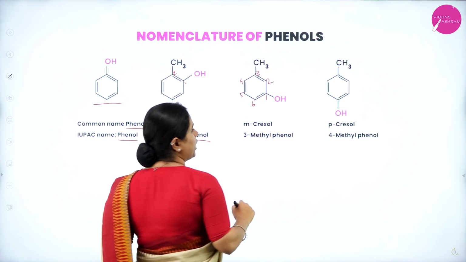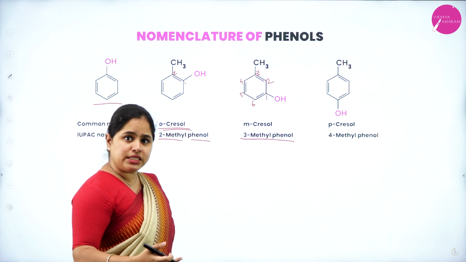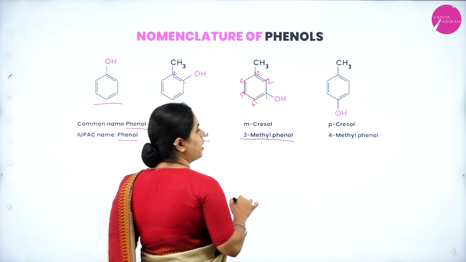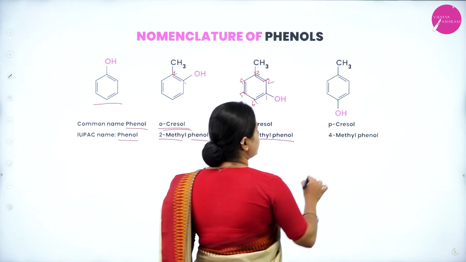So, on the third carbon atom you have a methyl group. So, 3-methyl phenol it will be, and this is metacresol. Now, why is that? These two are ortho, these two are meta, and this is para according to the hydroxyl group. So, this is metacresol. Now, moving on to the next one, how do you number again?